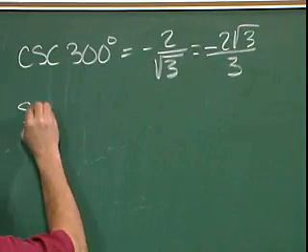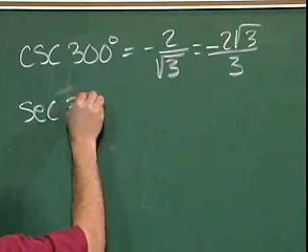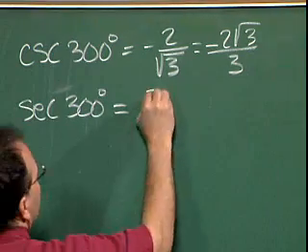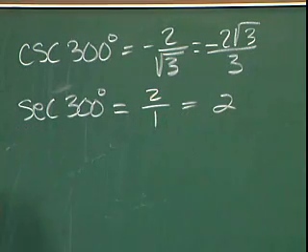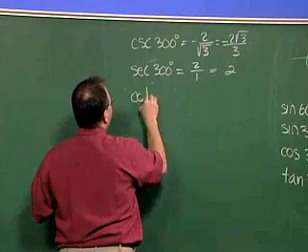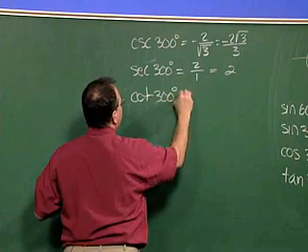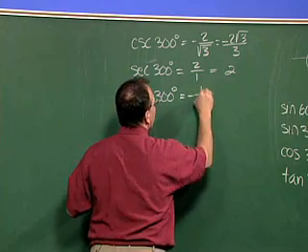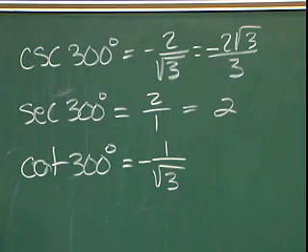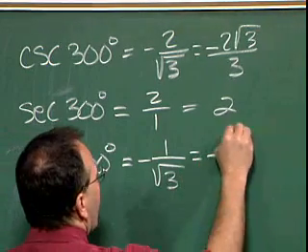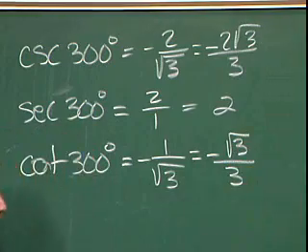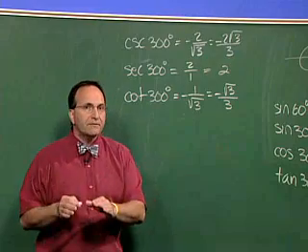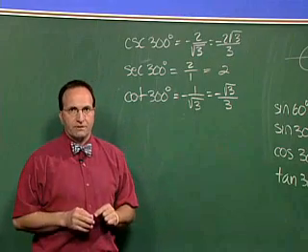What about the secant of 300 degrees? The secant of 300 degrees is the reciprocal of cosine, 2 over 1, or in other words, 2. And finally, the cotangent of 300 degrees is simply the reciprocal of tangent, so it's 1 or negative 1 over the square root of 3. We have to rationalize that denominator, so it's negative the square root of 3 divided by 3. All right, so that's how to find the 6 trig functions using the concept of reference angle.